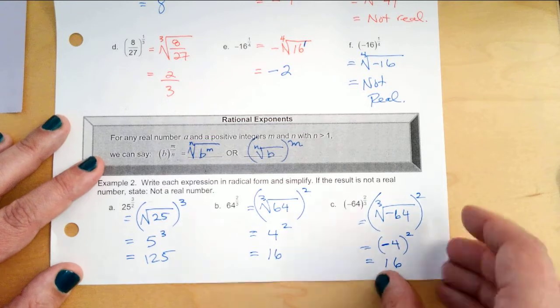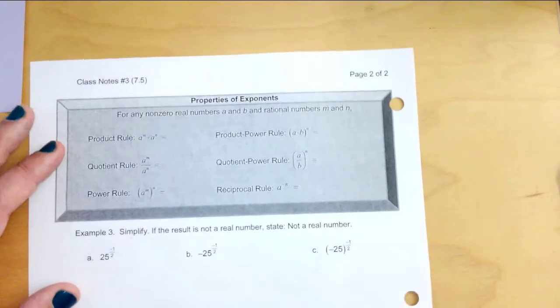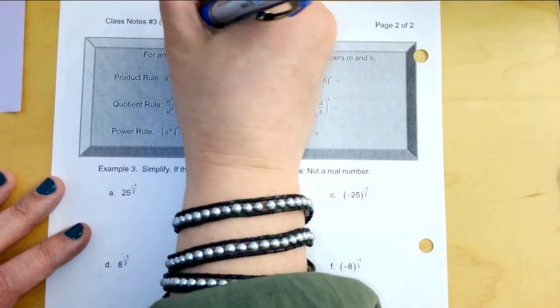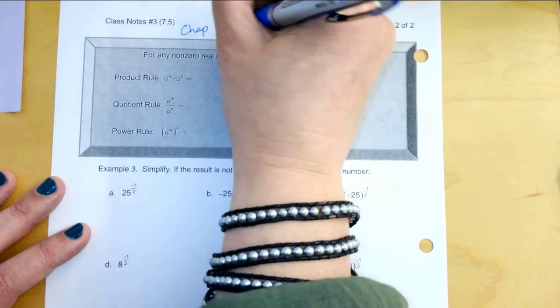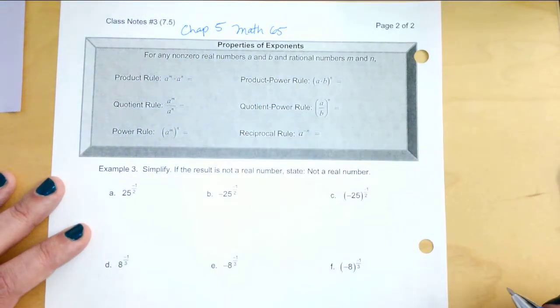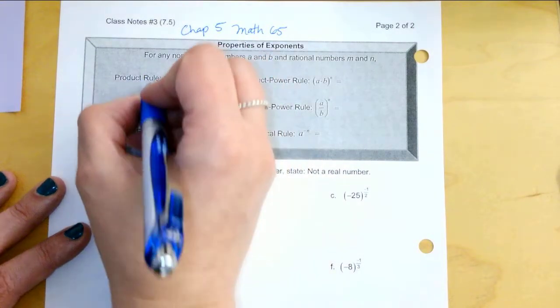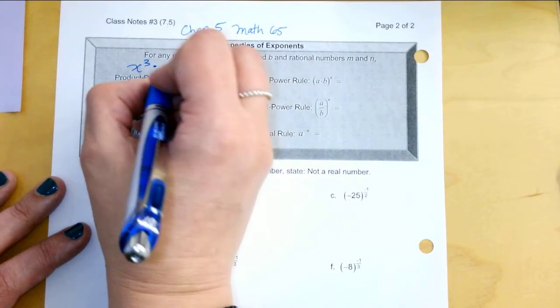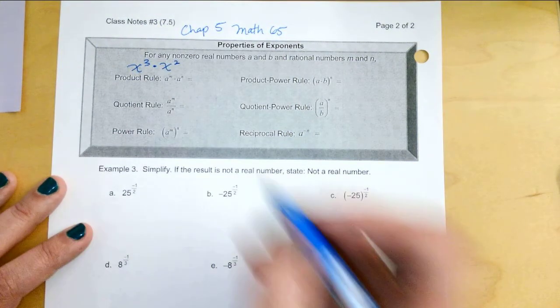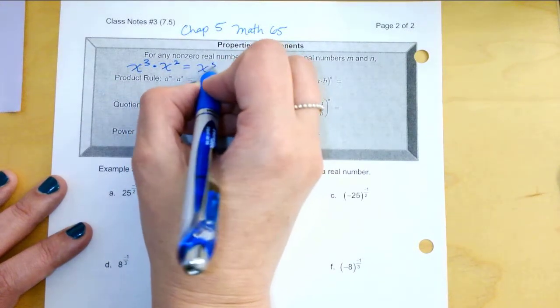Okay, I'm going to turn the page to the next slide. All of these laws of exponents, you can review them from chapter 5. So chapter 5 of Math 65, we talked about laws of exponents. If I have, for example, x to the third power times x to the second power, what do I end up getting? X to the fifth power.